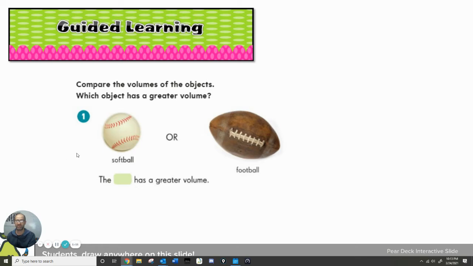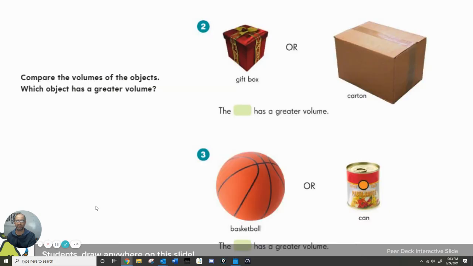Which one has the bigger volume, a softball or a football? Did you say football? Good. All right. Does the gift box or the carton have a larger volume? The carton, you say? Oh my gosh, you guys are brilliant.